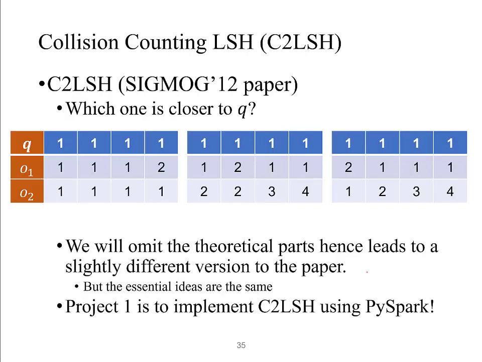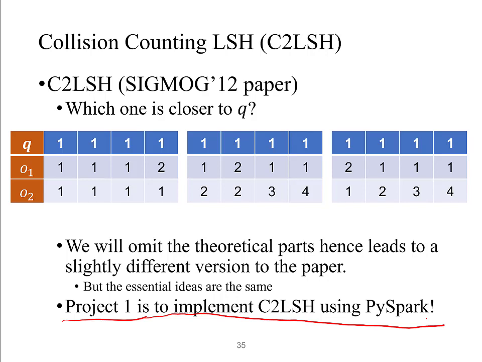Now we look at another improvement of LSH, called collision counting LSH, or C2LSH for short. C2LSH is from SIGMOD 12. This is the original paper. I listed it here because we need to implement it in our project 1. Project 1 is to implement this algorithm using PySpark. We will introduce project 1 at the end of this session, but for now, let's look at the algorithm first.